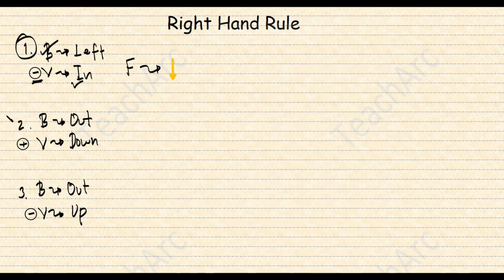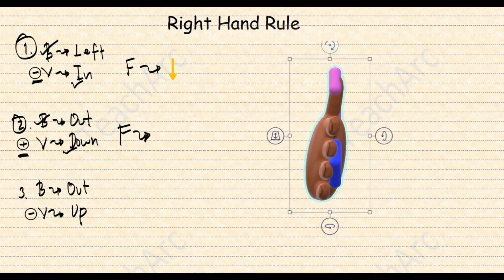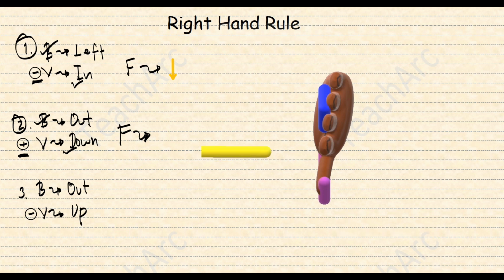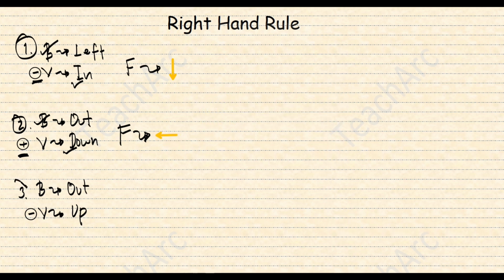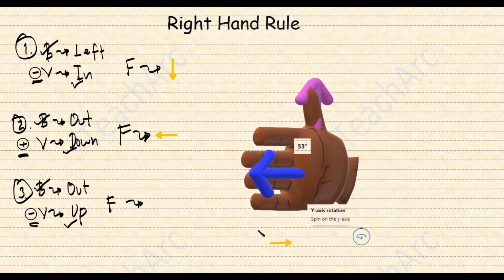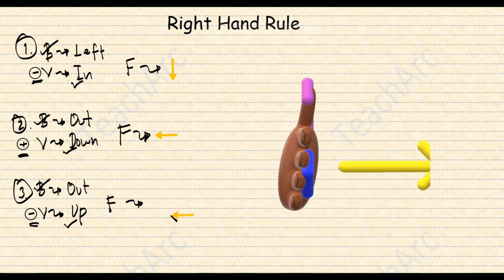The second one, magnetic field out of the screen and a positively charged particle moving downward. The magnetic force should be to the left. For the third one, the magnetic field is out of the screen, and a negatively charged particle is moving upward. The direction of your magnetic force should be to the left.